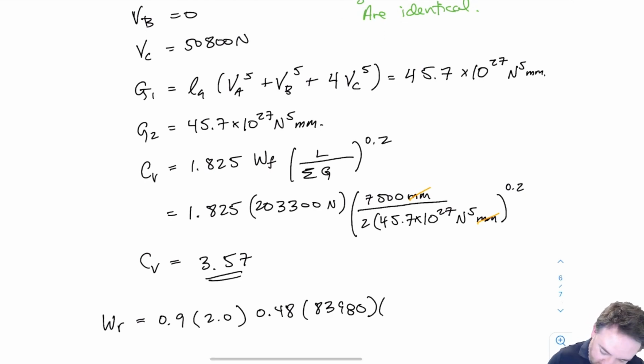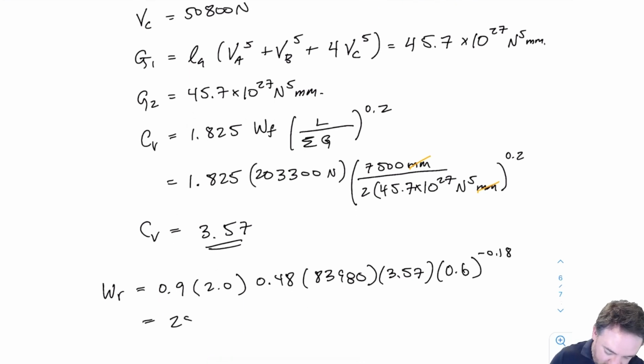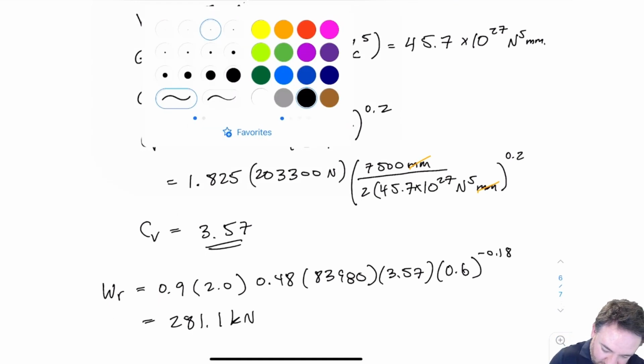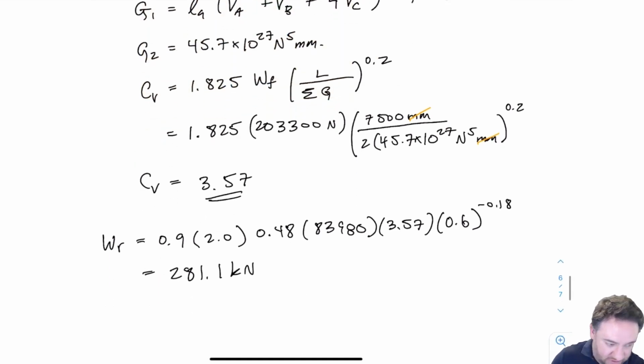Times our CV, which is 3.57. Times our Z, which is 0.6 to the power of negative 0.18. And if we do all of that, we get 281.1 kilonewtons. And we compare that, WR, which is our resistance, to our total factored load, WF, which was 203.3 kilonewtons.